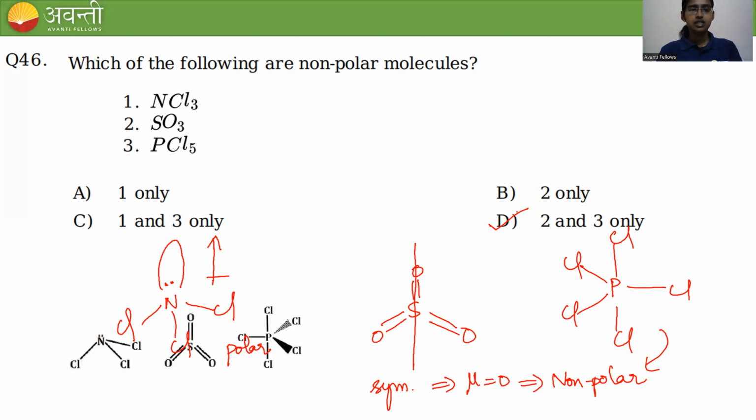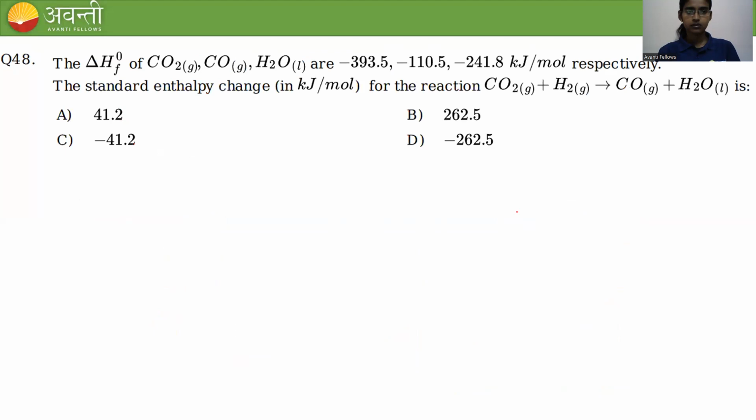So these are the 3 structures. Now the question number 48 states that the delta HF naught of CO2, CO, H2O are given. The standard enthalpy change for the given reaction is. So what is the standard enthalpy change for the reaction? They are asking us to find out standard enthalpy change for the reaction. Delta HR naught we have to find out.